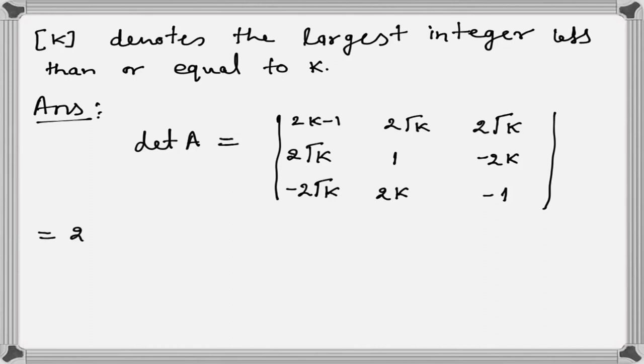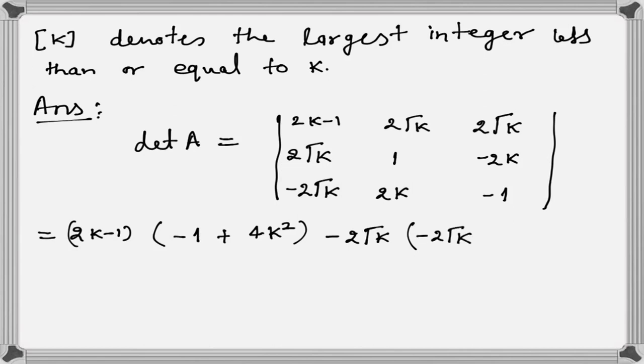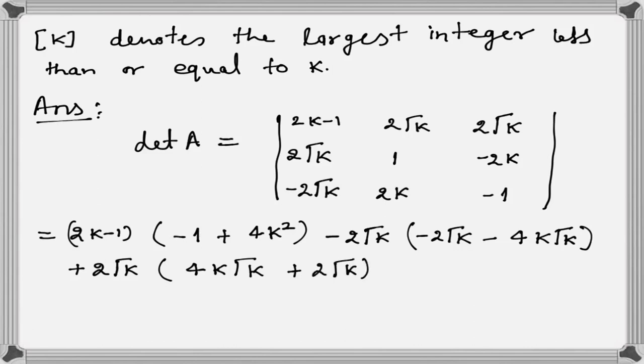This is equal to 2k minus 1 multiplied by (1 minus 1, so minus 1 plus 4k square), minus 2 root k, then we find the determinant of the submatrix, which is minus 2 root k and minus 4k root k, plus 2 times root k into 4 times k root k plus 2 times root k. So let's open this.